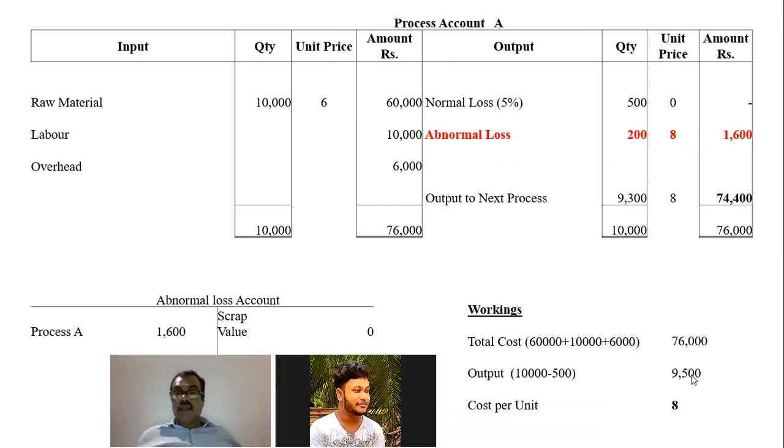76,000 divided by 9,500. I don't know whether there is any decimal value. Roughly, the rounded-up amount is 8 rupees. The cost at 8, you split the full amount of 76,000 into 2.